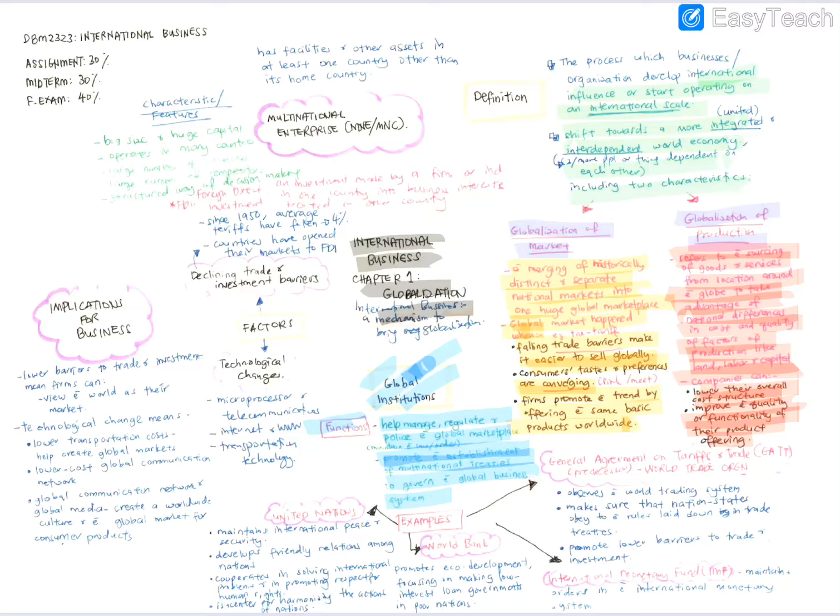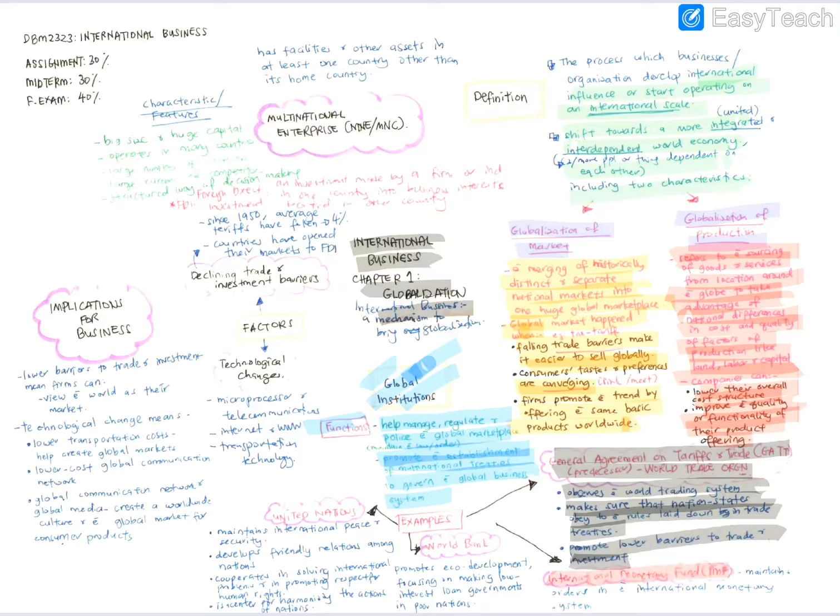So what are the examples? These are only examples of the global institutions around the world. We have the General Agreement on Tariffs and Trade, GATT, and also the World Trade Organization. What are the functions of GATT and WTO? They observe the world trading system, make sure that nation states obey the rules laid down in the trade treaties, and promote lower barriers to trade and investment. Previously GATT was the one who did all these things. Now we changed to the World Trade Organization, so their function is the same.